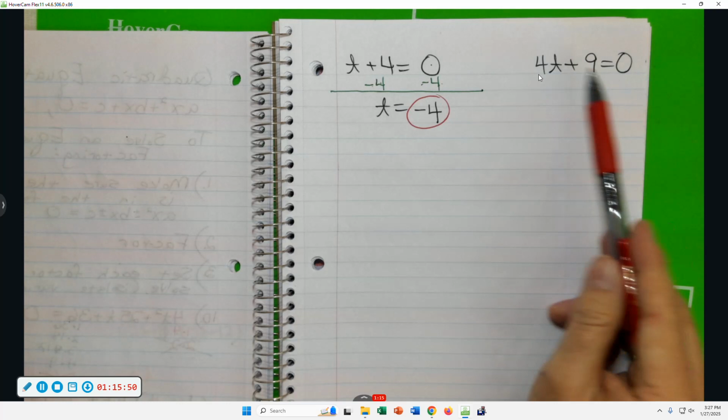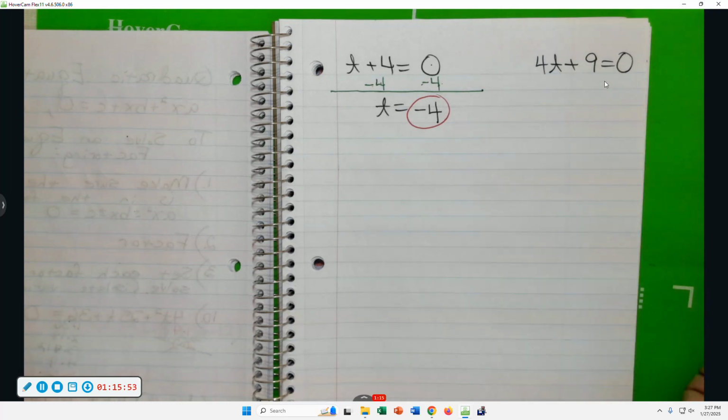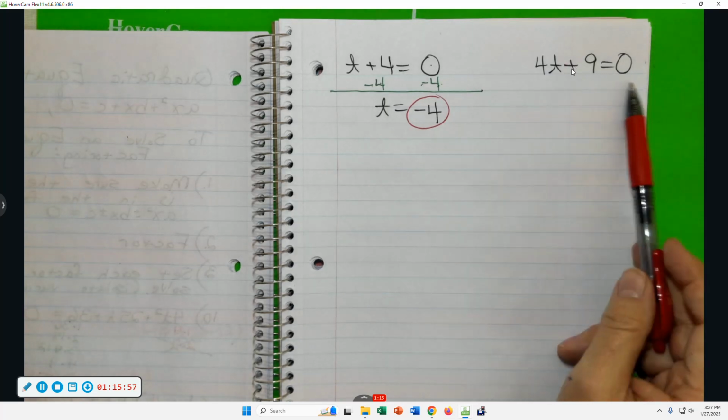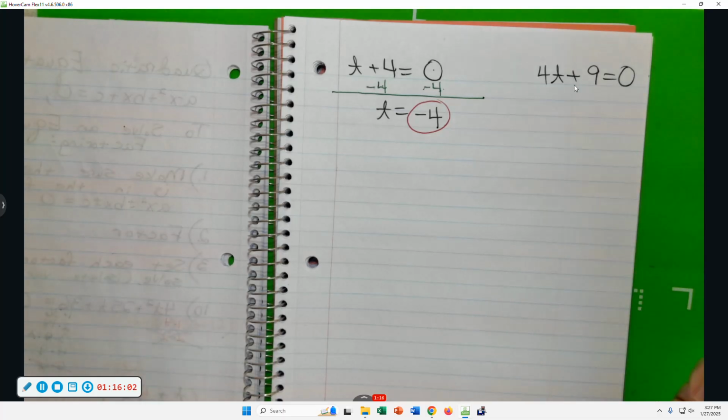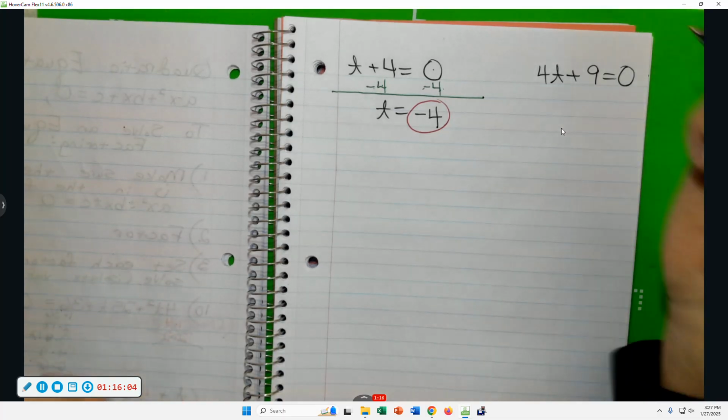Now over here, the first thing you undo is addition or subtraction. So really there's only one correct first step to solve this equation. What is it? Subtract the 9. Mm-hmm.